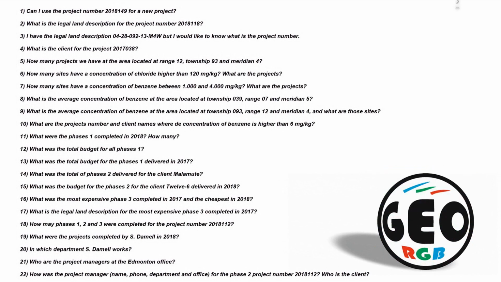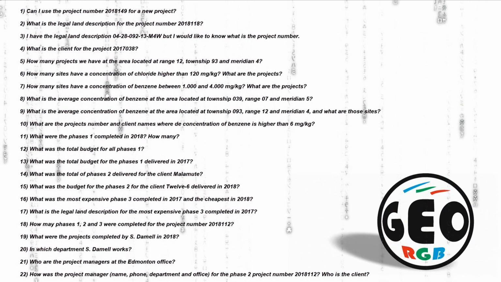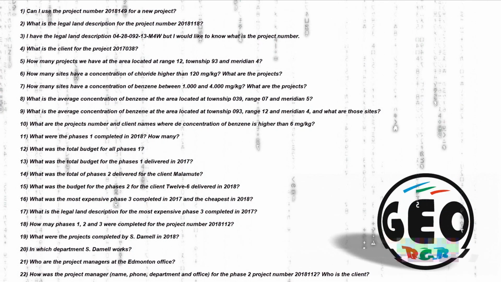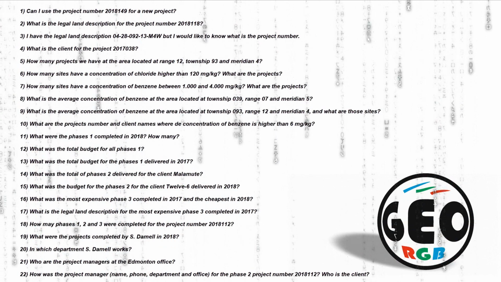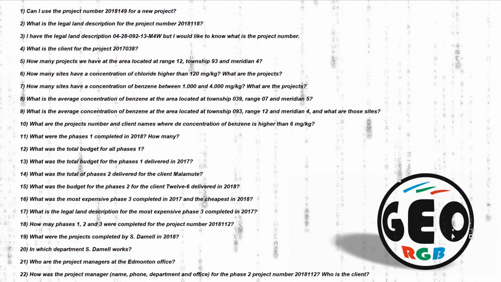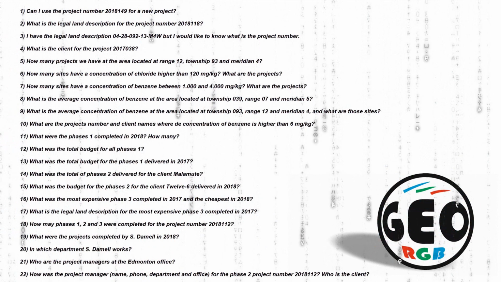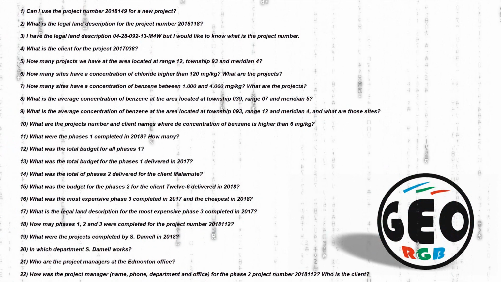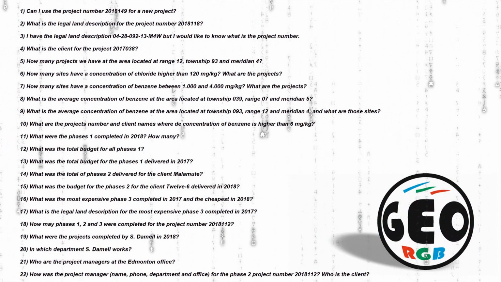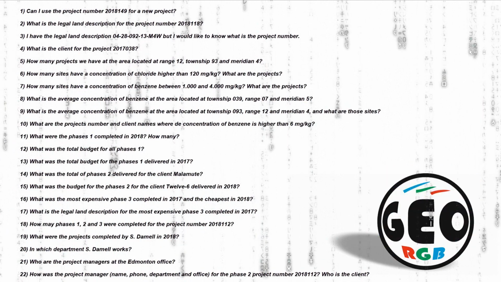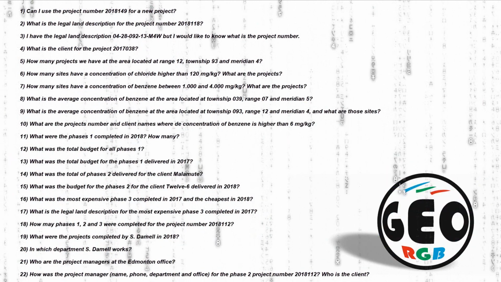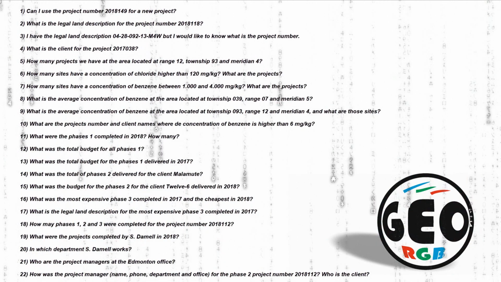1. Can I use the project number 2018149 for a new project? 2. What is the legal land description for the project number 2018118? 3. I have the legal land description 04-28-092-13-N4W, but I would like to know what is the project number. 4. What is the client for the project 2017038? 5. How many projects do we have at the area located at Range 12, Township 93 and Meridian 4?